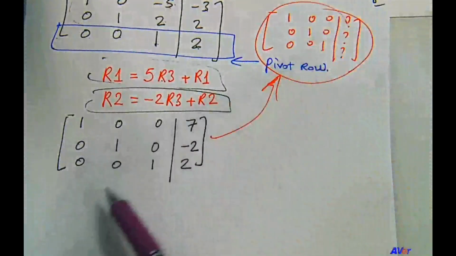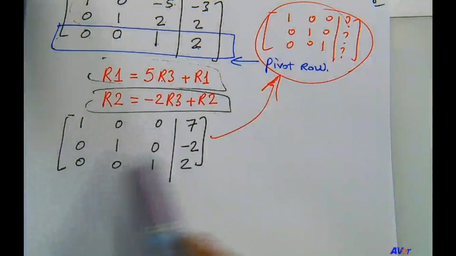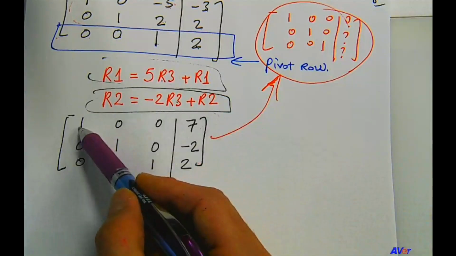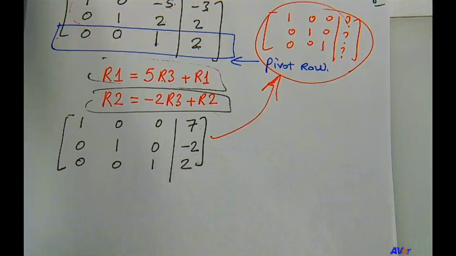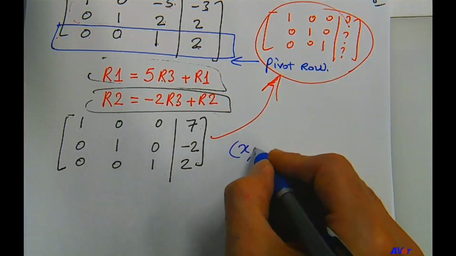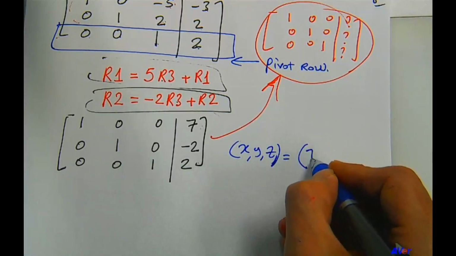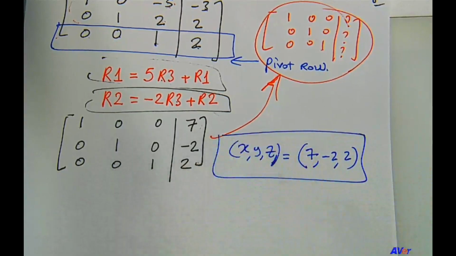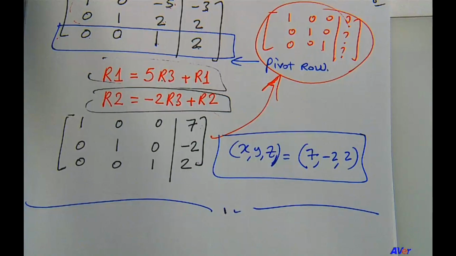Are we done? Yes. The left-hand side is the reduced row echelon form. So this side is going to be the solution of the system. x equals 7, y equals negative 2, z equals 2. So let's write it down. x, y, z equals 7, negative 2, 2. Okay, so that is the final solution of that system.